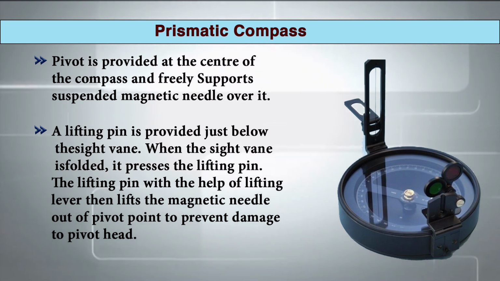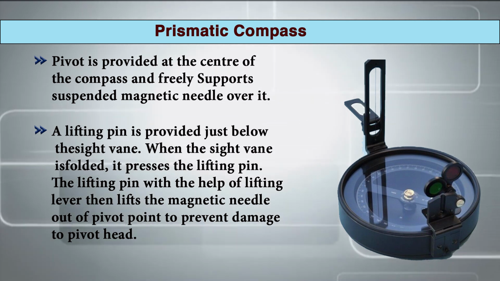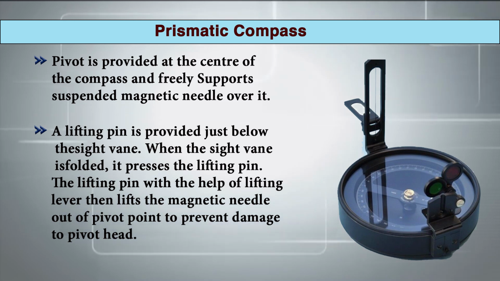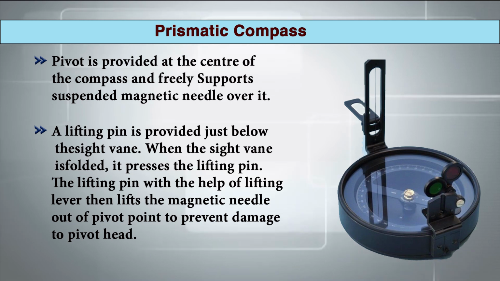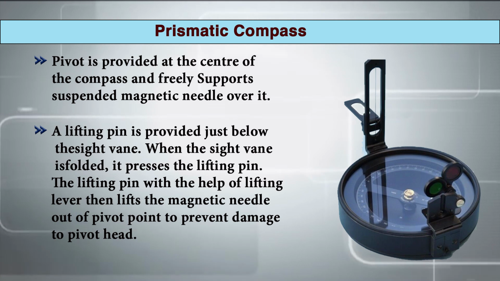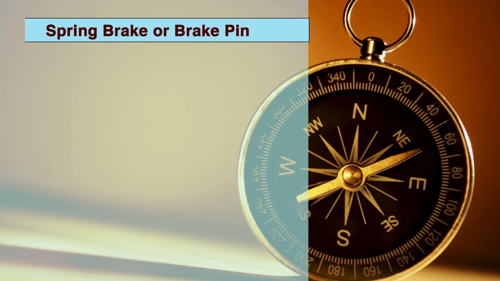A lifting pin is provided just below the sight vane. When the sight vane is folded, it presses the lifting pin. The lifting pin, with the help of the lifting lever, then lifts the magnetic needle out of the pivot point to prevent damage to the pivot head.